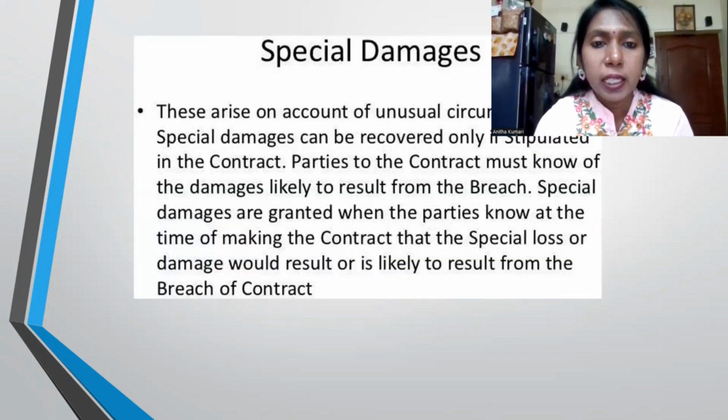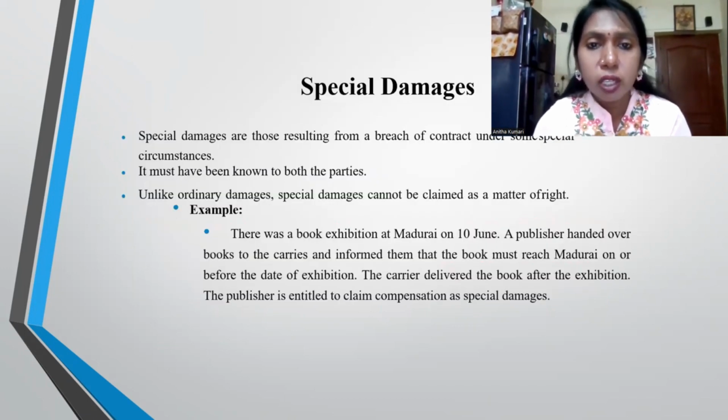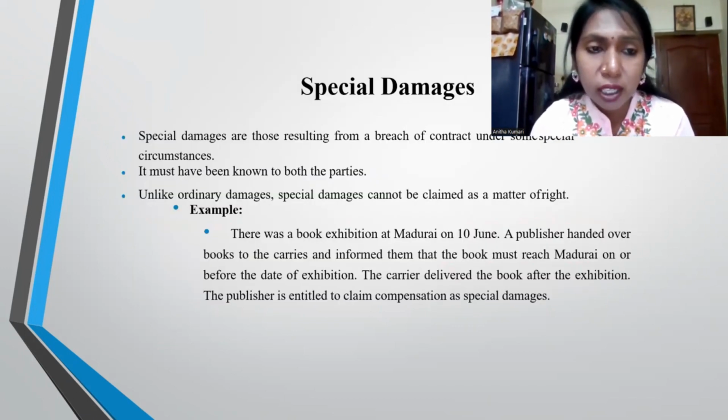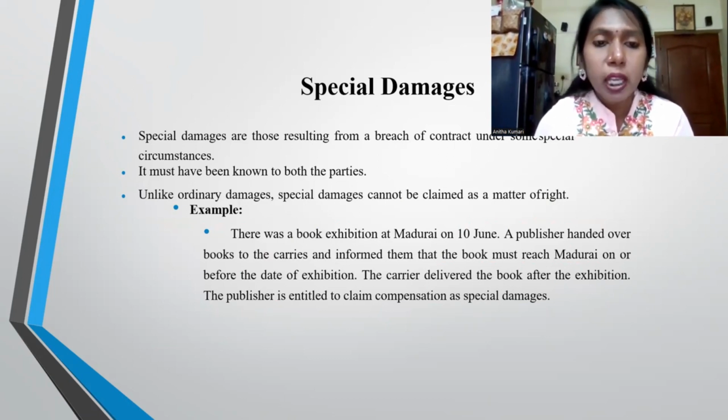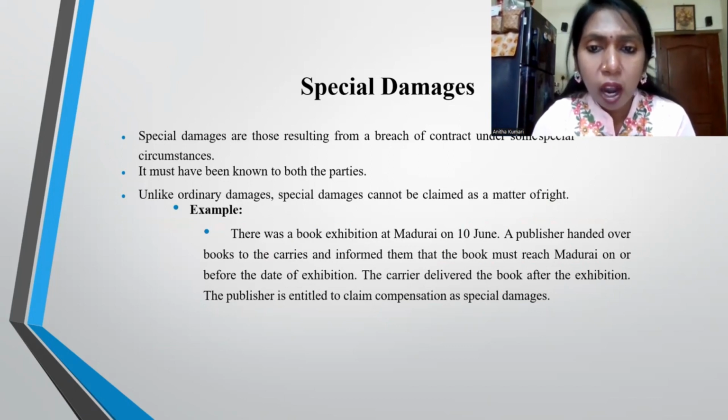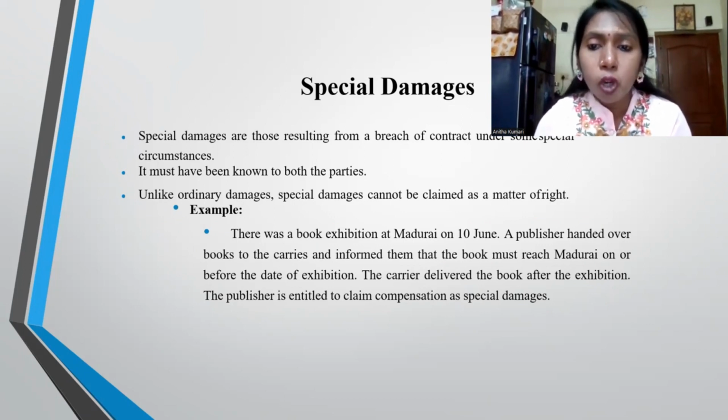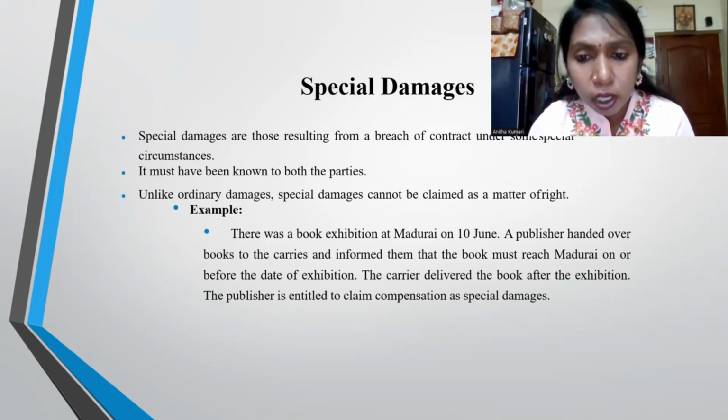Special damages. Special damages are those resulting from a breach of contract in some special circumstance. It must have been known to both the parties. Unlike ordinary damages, special damages cannot be claimed as a matter of right. Example: there was a book exhibition at Madurai on 10th June. A publisher handed over the books to the carrier and informed them that the books must reach Madurai on or before the date of the exhibition. But the carrier delivered the books after the exhibition. The publisher is entitled to claim compensation, special damages.